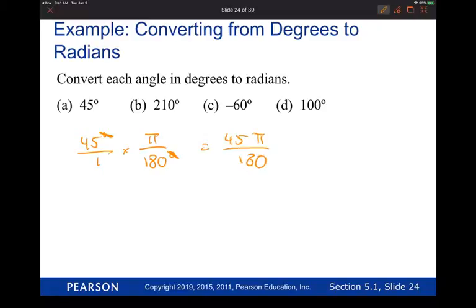Hey Siri, what's 45 times pi divided by 180? 45 times 3.1415 divided by 180 is about 0.7853. Do they want the units? They might. That would be radians. If they want exact, hey Siri, what's 45 divided by 180? 45 divided by 180 is 0.25.